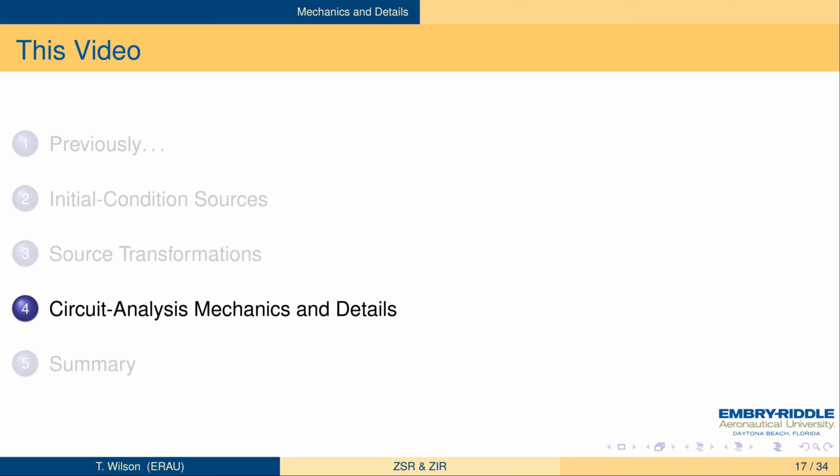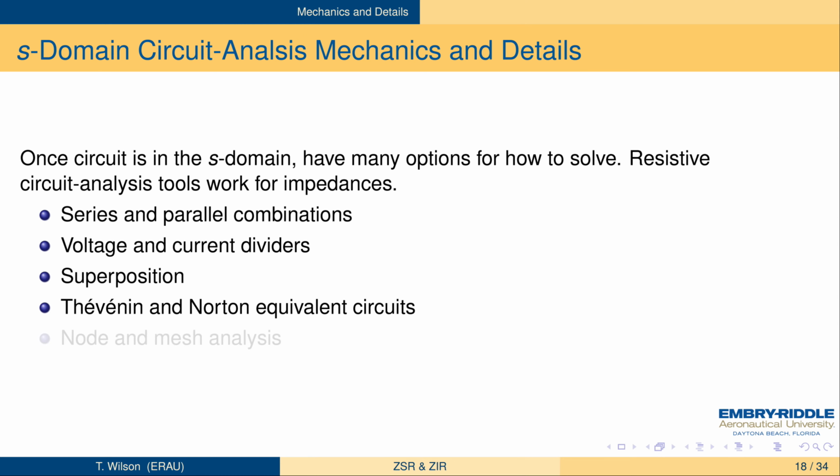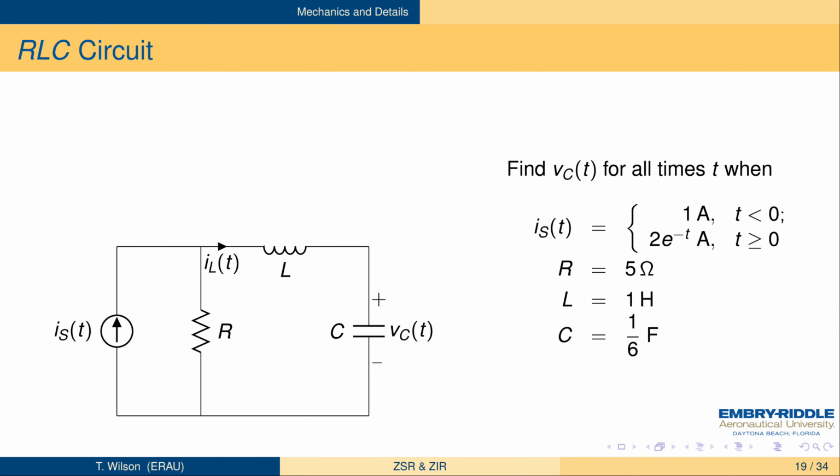Okay, let's work through a more detailed problem here. It's one of the problems from the practice problems from last week, the second order circuit. Because impedances act like resistive elements, we can use all the tools we have to solve resistive networks. So we have series and parallel combinations, voltage and current dividers, superposition, Thevenin and Norton equivalents, node and mesh. We can't do these all in one video, but let's work through a problem and apply one of these techniques to find the answer. So here's the problem from the practice problems.